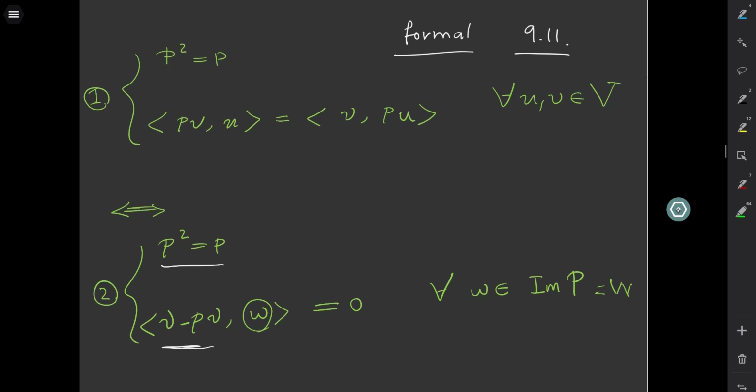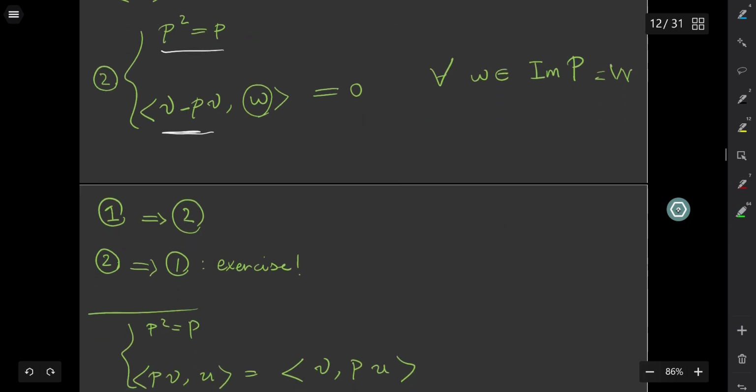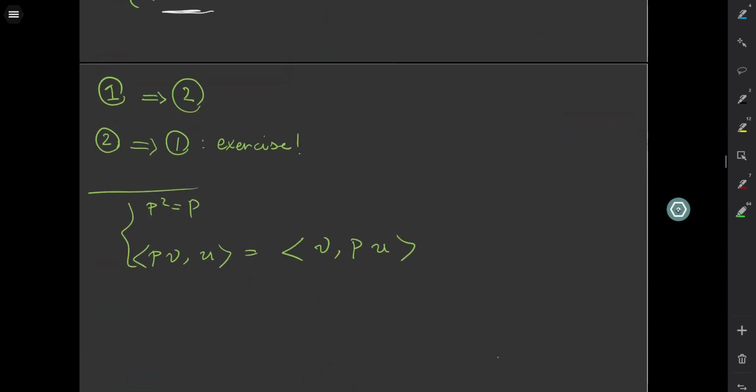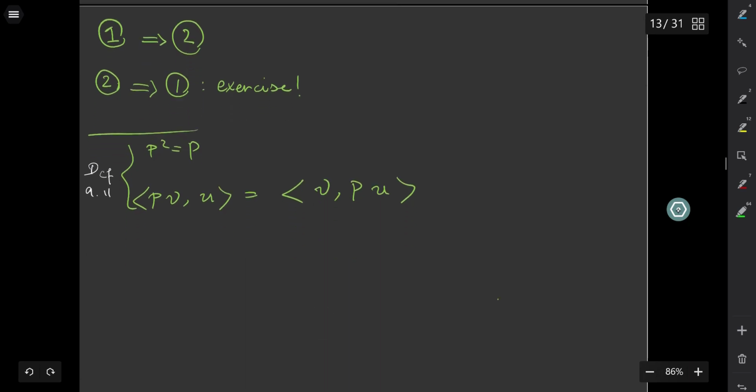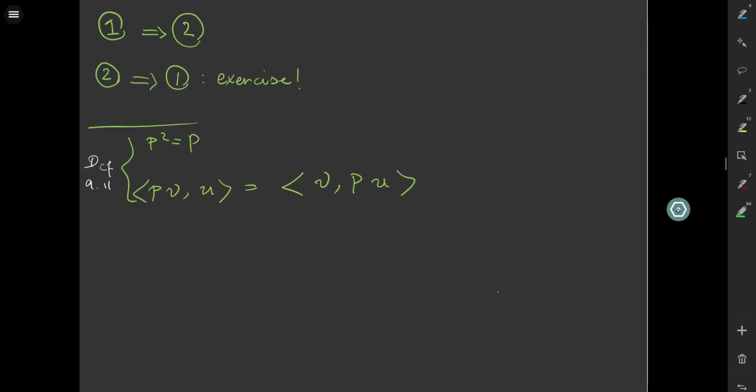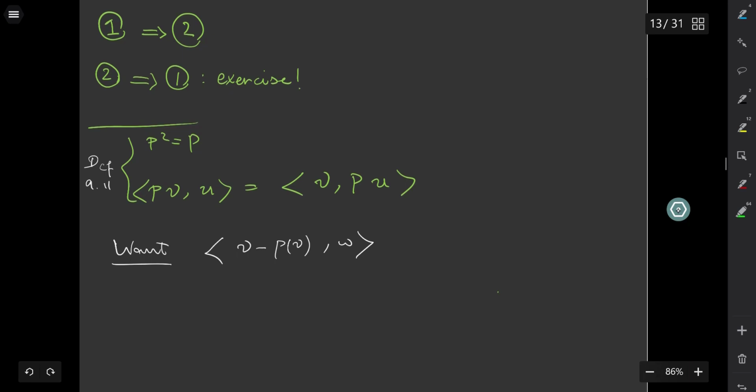I explained why Y implies 2. So I'm saying that these two properties actually imply these two properties. Let's write. We have these two properties for definition 9.11. Okay, so what we want to prove is that V minus PV is orthogonal to W, that is, the inner product is equal to 0 for any W in W.